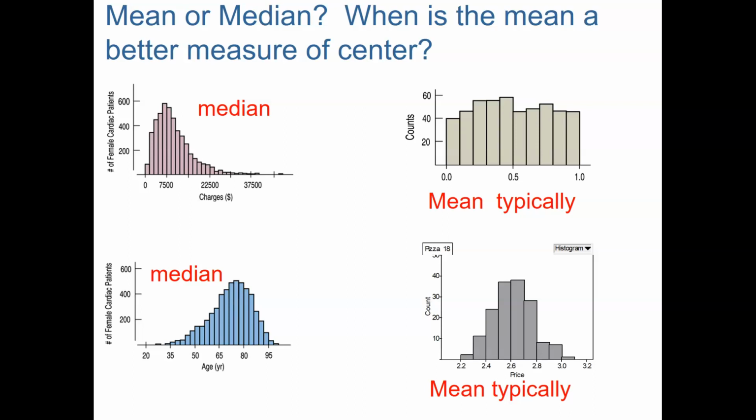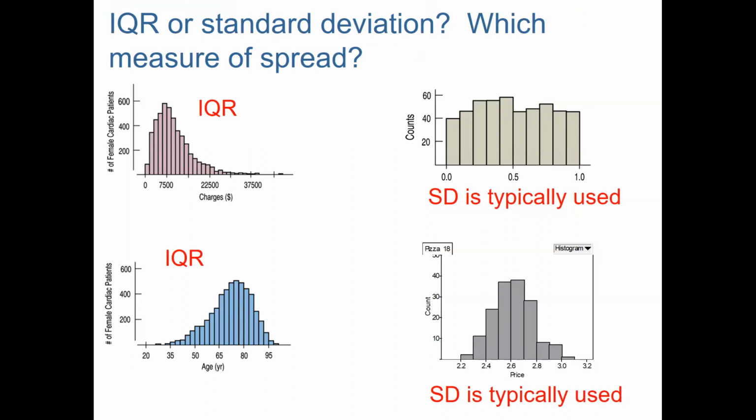So when we move to measures of spread, the same theory applies. If you have skewed data, you want to use the interquartile range. I'm putting an arrow there. If you have approximately normal or uniform data, you want to use the standard deviation typically as a measure of spread. So the interquartile range does work on uniform and approximately normal data. But as we'll learn later on, statistics often uses the standard deviation and mean more than the median.